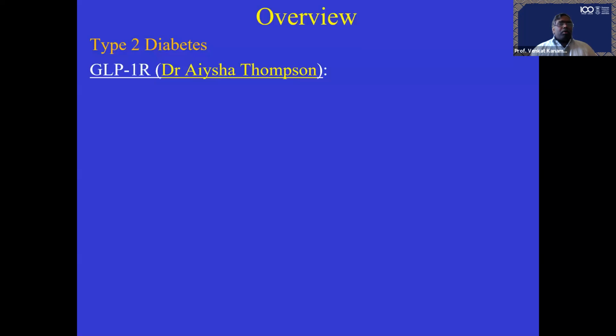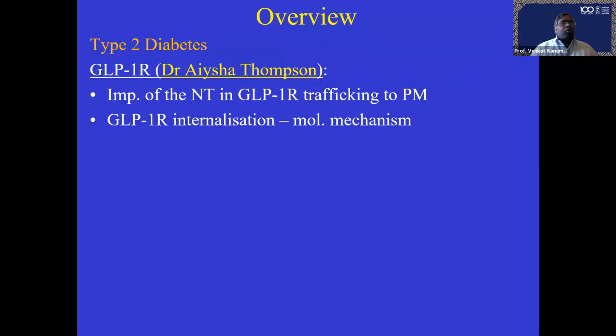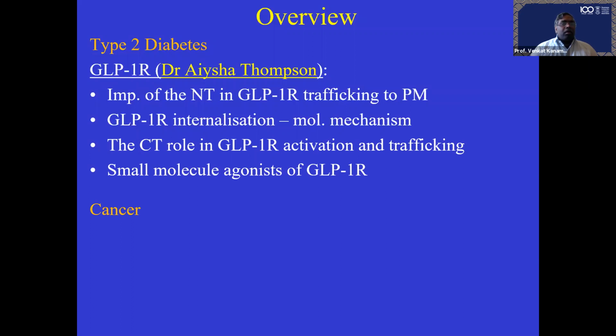An overview of what I'm going to talk about is shown in this slide. I'm going to talk about type 2 diabetes. One of the important drug targets for this disease is called the GLP-1 receptor. I'll talk about how it gets transported to the plasma membrane and how it gets internalized, and some small molecule agonists for this GLP-1 receptor. Because it's an important drug target, we want to know various aspects of this receptor, and thereby it can be useful for making better drugs for type 2 diabetes.